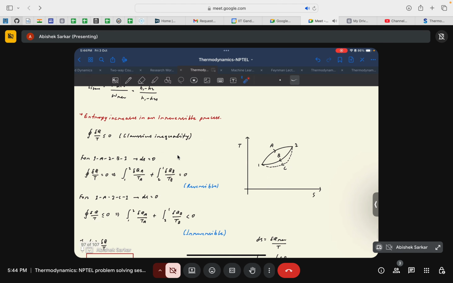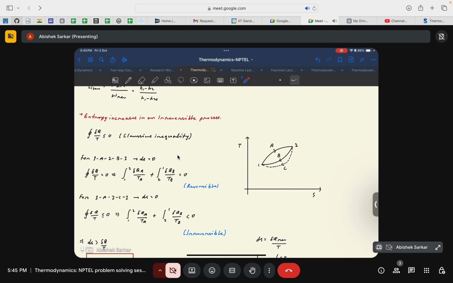Okay, so consider this T-S plot, where some processes are shown, a cyclic process from 1 to 2. The path 1A2B1 represents a reversible path, and the path 1A2C1 represents an irreversible path, especially through 2C1. That is, from 1 to 2 it is reversible, but from 2 back to 1 through C, it is achieved through an irreversible path. That is why it is shown with a dotted line.